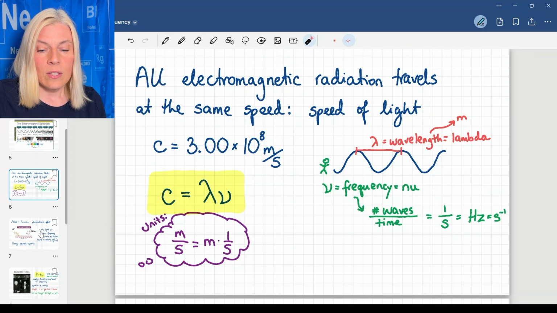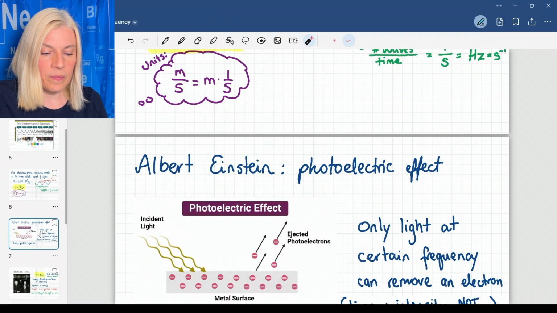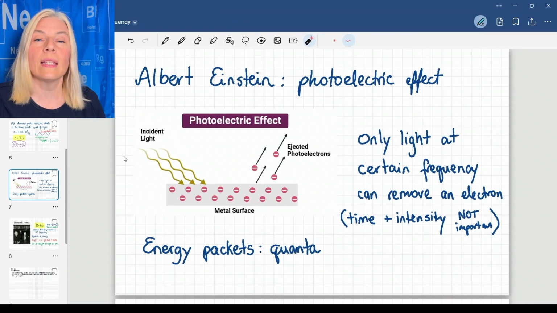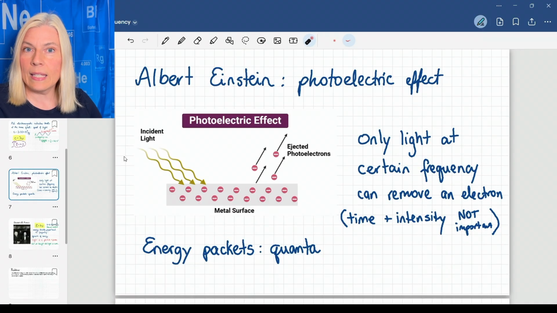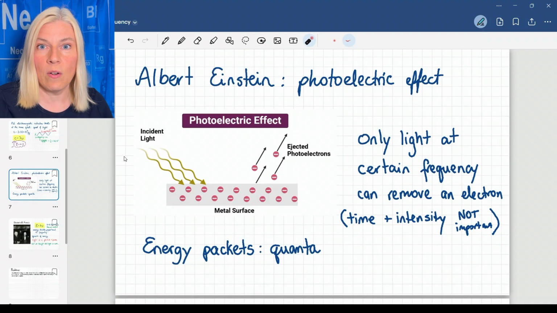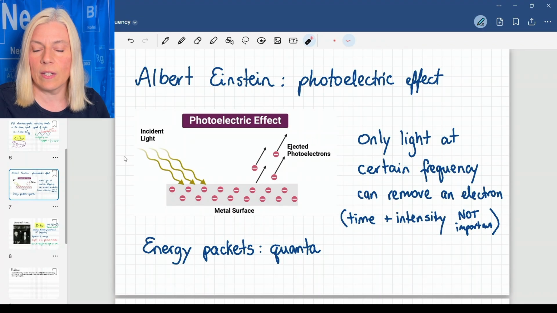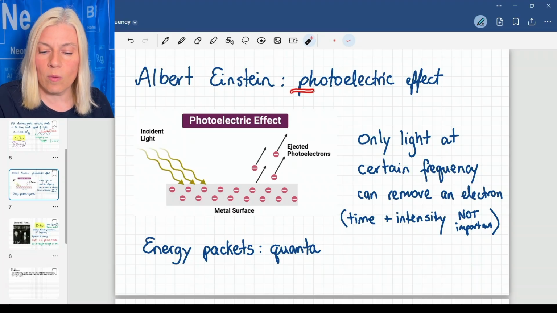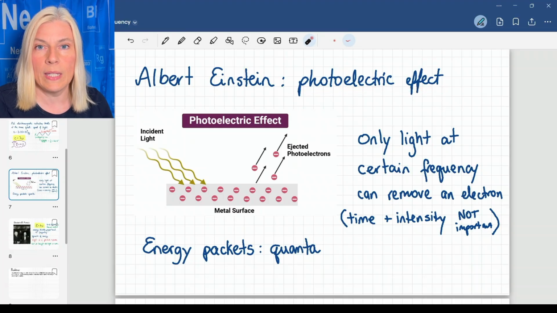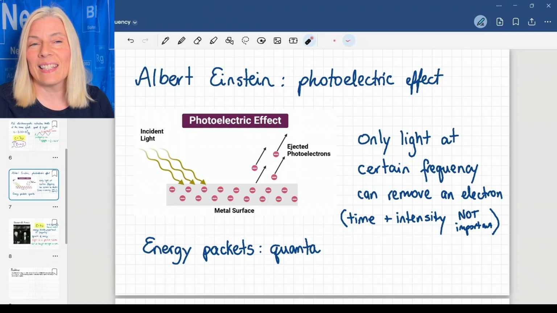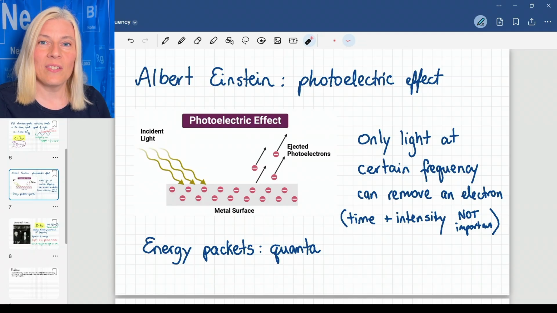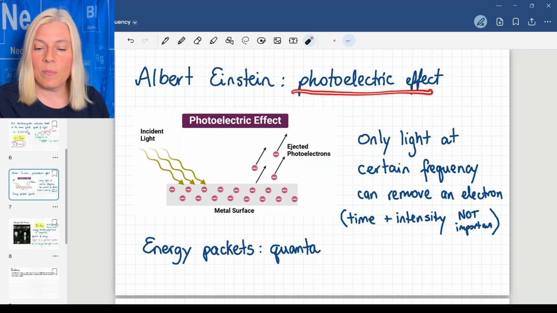All right, so we know about the speed of light, wavelength, and frequency. Then in the early 1900s, Albert Einstein does his famous experiment and discovers the photoelectric effect. He actually gets his Nobel Prize for this experiment. He did not get a Nobel Prize for his theory of relativity, which is really interesting, but that's another story.